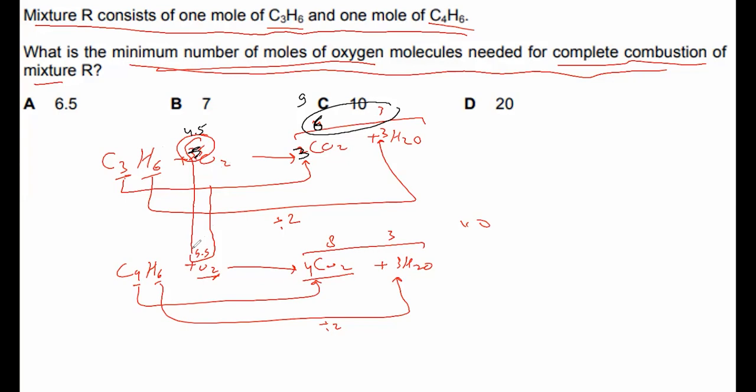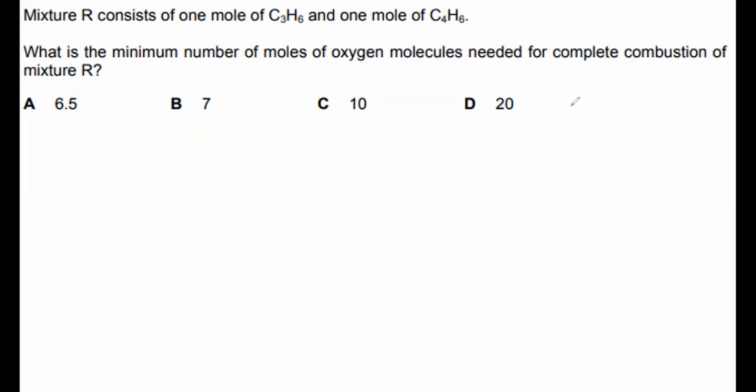So 4.5 plus 5.5, which will be 10. It is option C, 10 moles of oxygen. Moving to the next question.